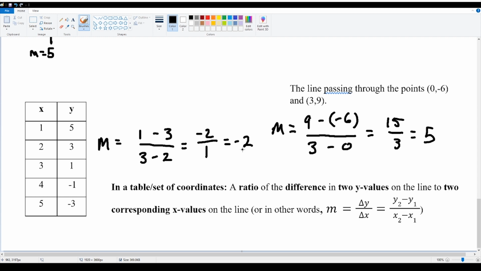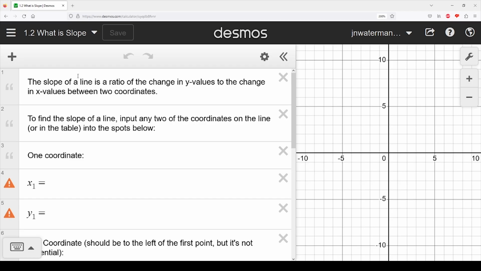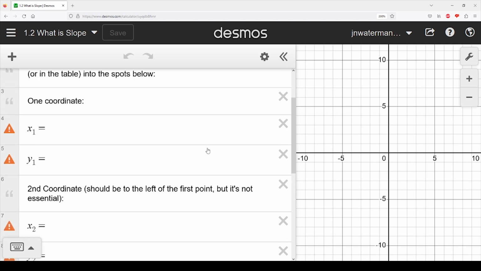Let's head over to our Desmos file to see what this would look like there. So here's some of the stuff we talked about before. The slope of a line is a ratio of the change in y values to the change in x values, just that definition again. And then down here are instructions to find the slope of a line. Input any two of the coordinates on the line or in the table into the spots below. So just like before, we could take any two of the coordinates that we saw from the graphs or from the statement with the line passing through the points, or just any points in the table here.